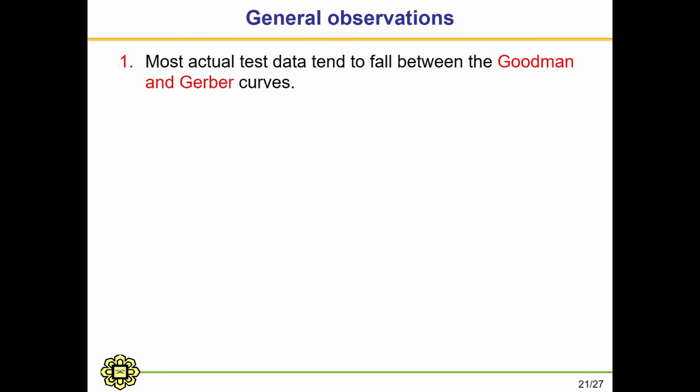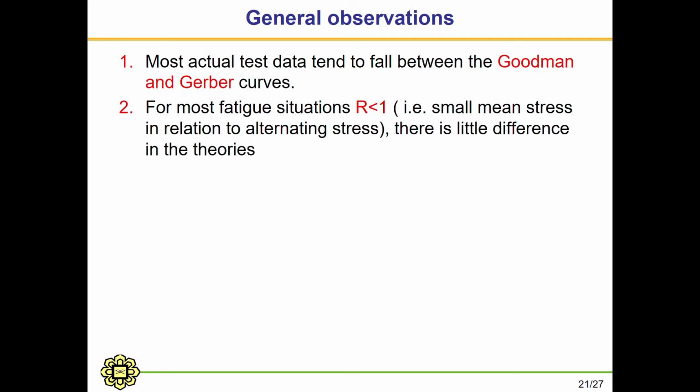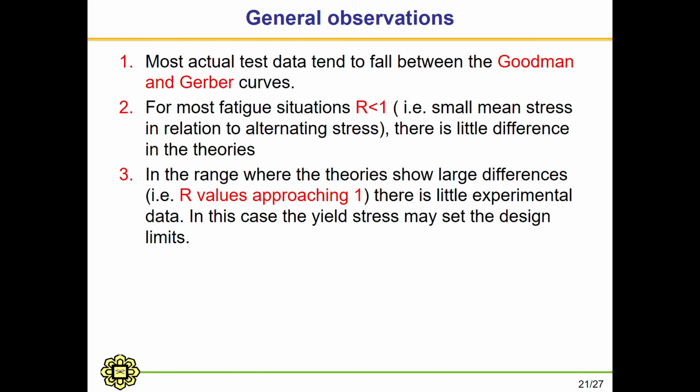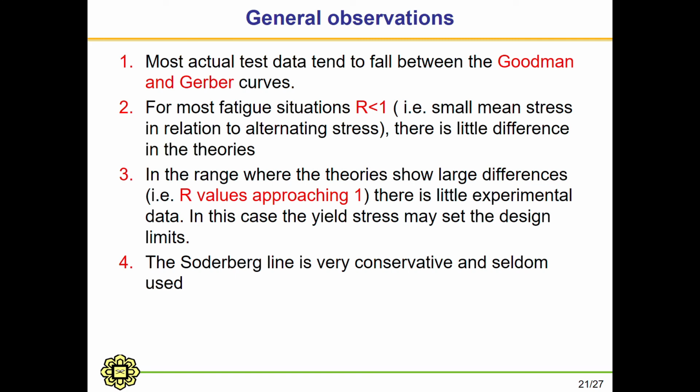So for the general observations: first, most actual test data tends to fall between the Goodman and Gerber curves. Second, for most fatigue situations, R less than 1, in which there is small mean stress in relation to alternating stress, there is little difference in the theories. Third, in the range where the theories show large differences, in which R values approach 1, there is little experimental data. In this case, the yield stress may set the design limits. Fourth, the Soderberg line is very conservative and seldom used.